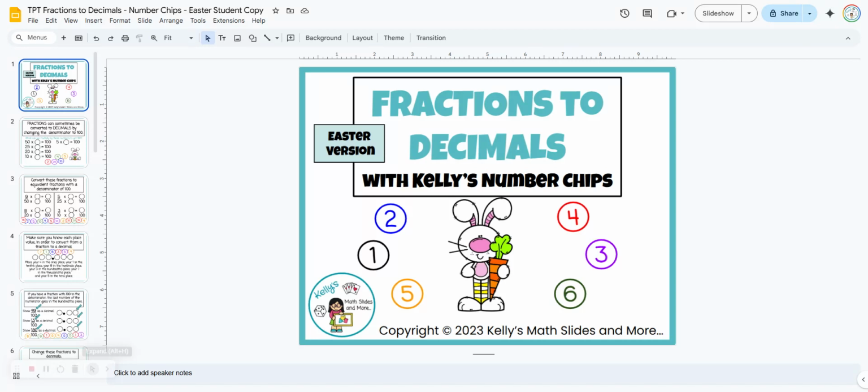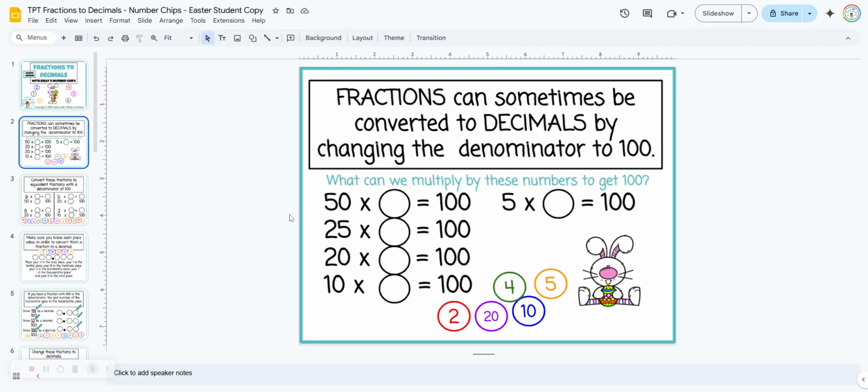Fractions to decimals using number chips. This is a digital lesson, and this one is Easter themed. The students are going to start on slide 2. And the first thing they're going to do is move these chips into place.